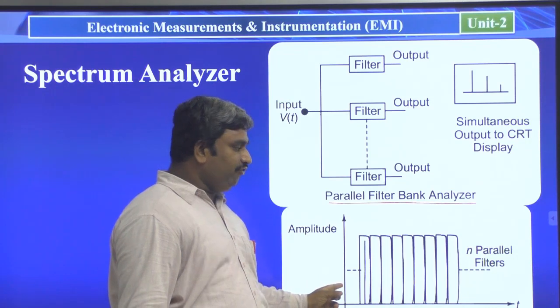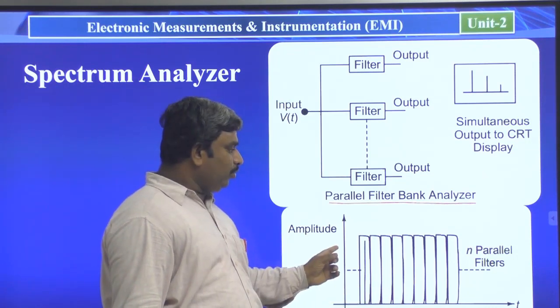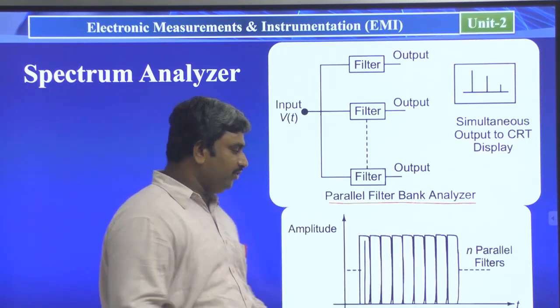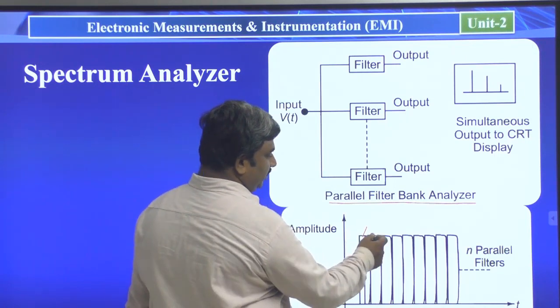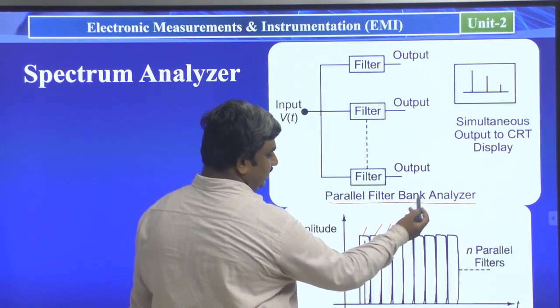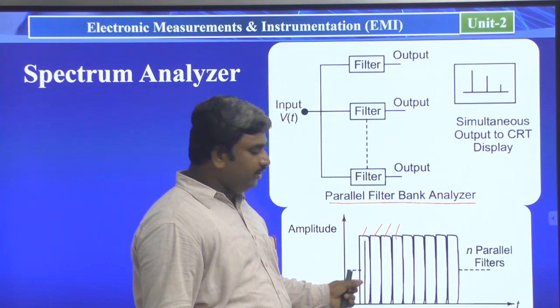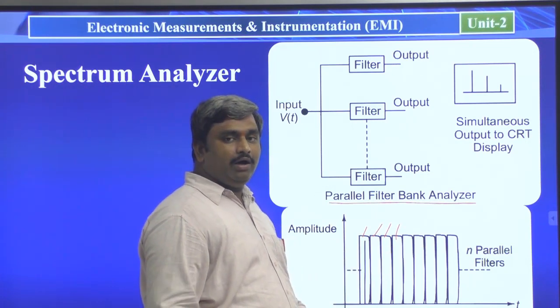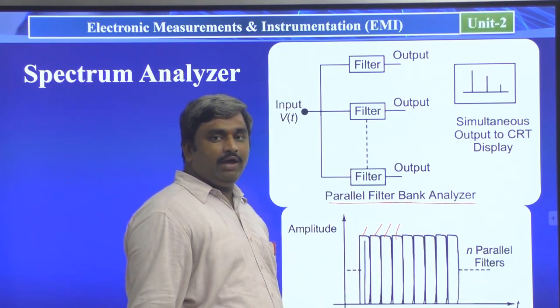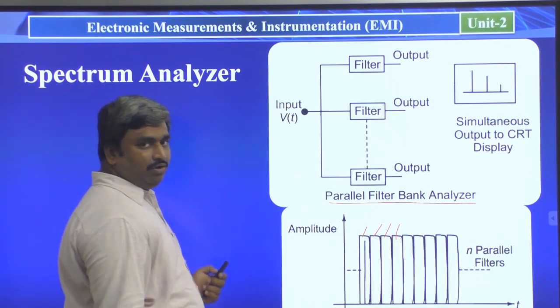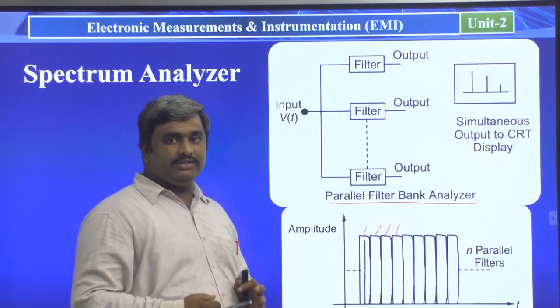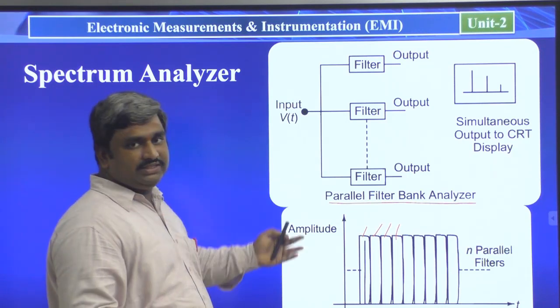This is the filter bank output, consisting of n filters. This is one filter, this is another filter, this is another filter response. Each filter responds in parallel, simultaneously, on the graph. So this is the basic behavior of the signal.